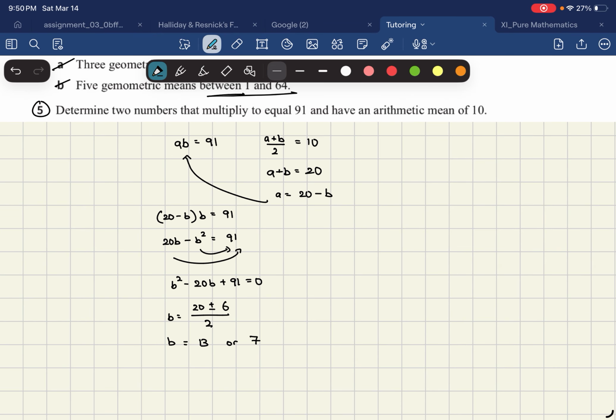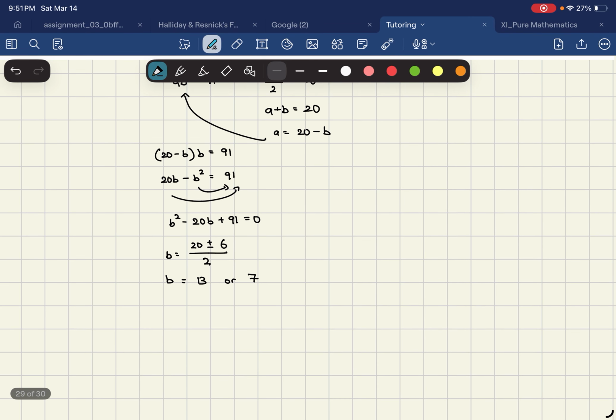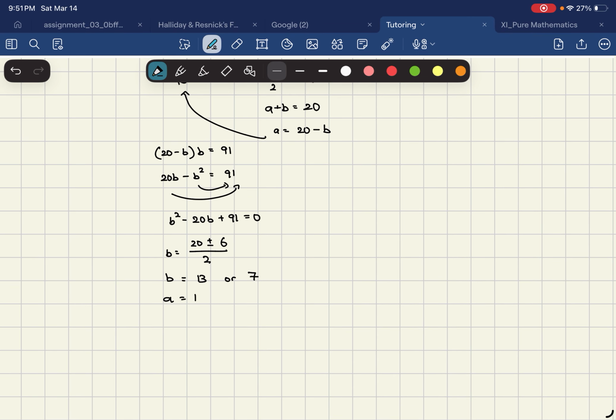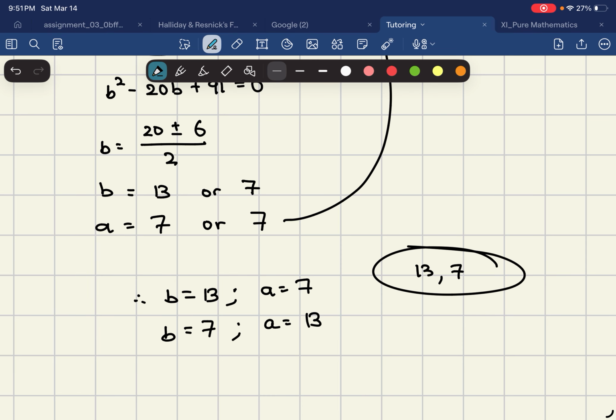And so 13 times 7 is 91. And the arithmetic mean is 10 because they both differ by 3, right? And now, because I have two values of b, then I'm going to get a is equal to 7 or a is equal to 13. So I just substitute it here. So therefore, if b is equal to 13, then a is equal to 7. You see that? Or if b is equal to 7, a is equal to 13. So your two numbers are 13 and 7.